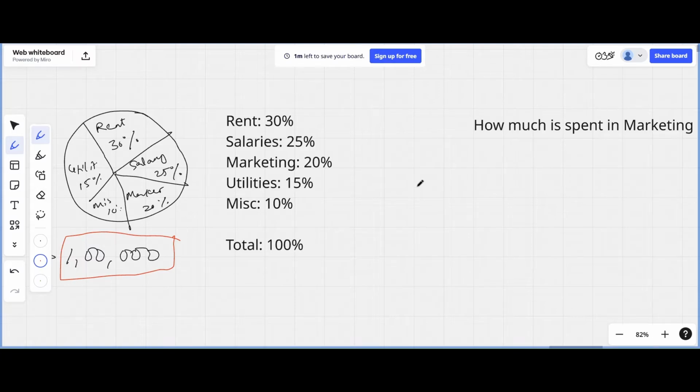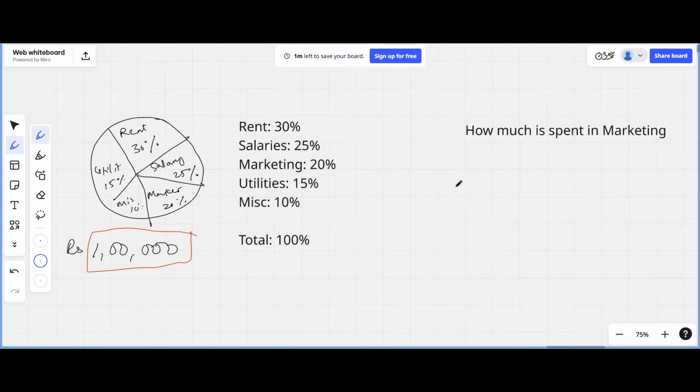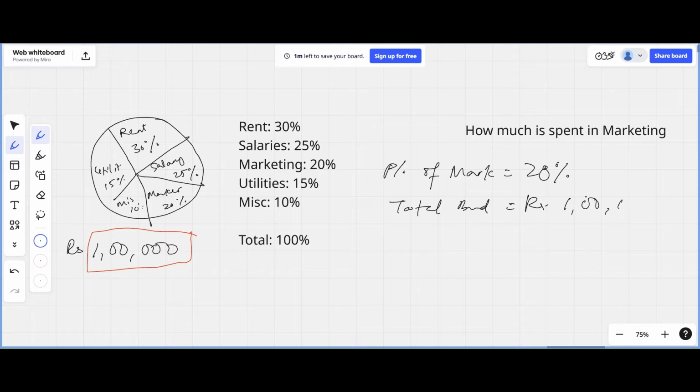Can you find it out? How much percent is marketing? Tell me. 20%, right? So you'll write like this: percent of marketing is 20%. Total budget is rupees 1 lakh. So what is the amount they are asking? The amount. You'll write: 20% of 1 lakh.